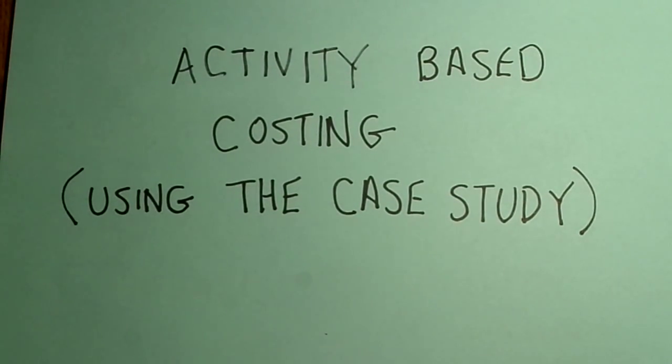Hello. Today's discussion is ABC, or activity-based costing. And we're going to consider this topic using our Eastern Shore Milky Way Company case study.